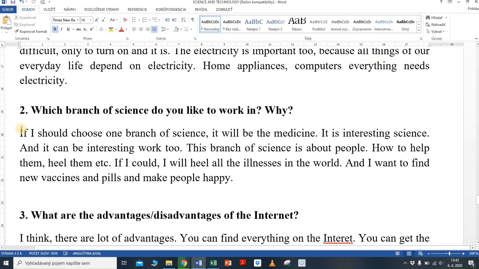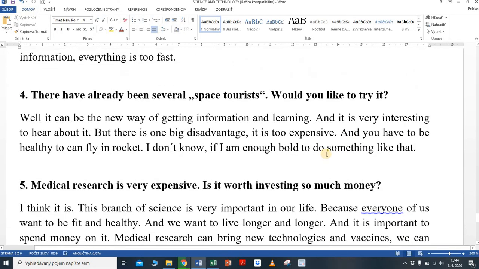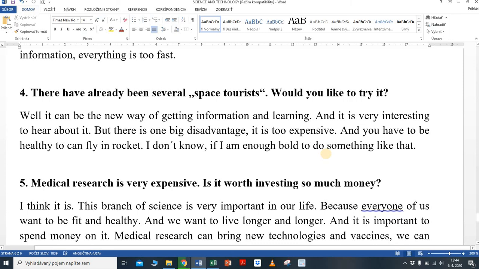The second question. Which branch of science do you like to work in? Why would you do that? Why would you like to be employed in that kind of industries? That is another question which can motivate you to prepare your own personal answer within greater depth. The third question, quite inspiring, is what are the advantages or the disadvantages of the internet? The advantages and disadvantages of internet can be another part of your speech.